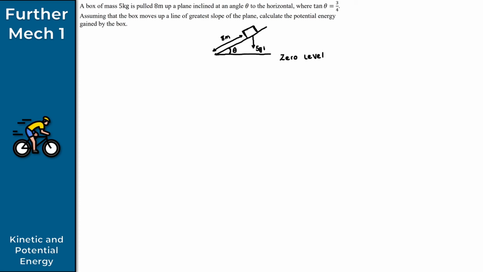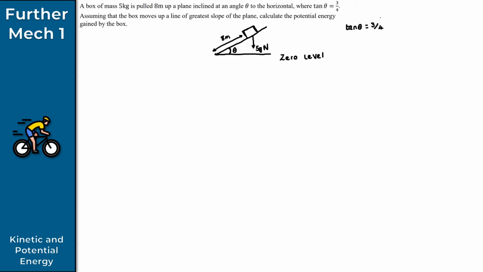So 5g newtons there. Am I missing anything else here? I think at this point, that is absolutely fine, right? What I also know here is that tan theta is equal to 3 over 4.